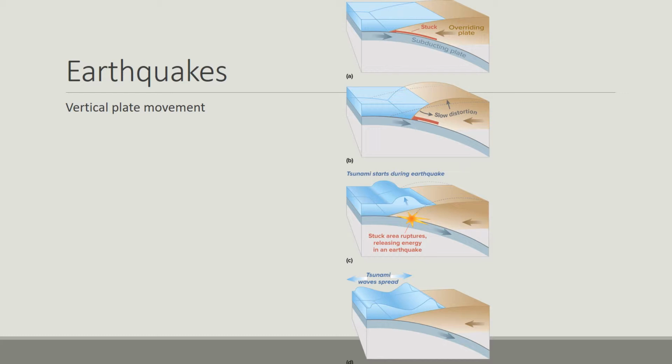But notice in our third image here, what happens a lot of times when we release that stress is we get snapback. And so if you look between image B and image C, you can see where that overriding plate edge difference is. And so with that, we get that vertical change. It pops the water up as that land springs up underneath it. Now, what we'll notice on the beach end of this, or our coastal end of this, is we'll see a pullback of water.